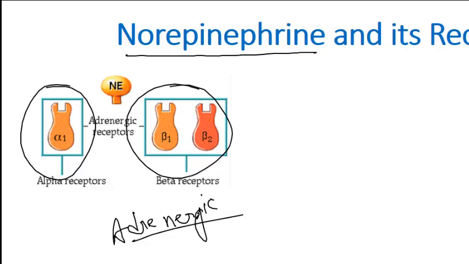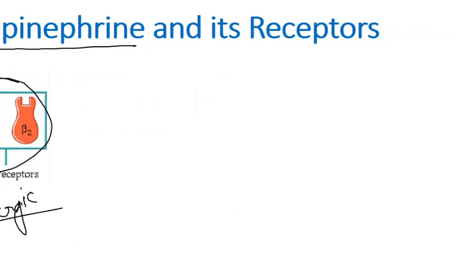Remember we talked about nicotinic, muscarinic, and this is adrenergic receptor. So all those nicotinic and muscarinic are part of cholinergic receptor, but this is a completely different type known as adrenergic receptor. Both alpha and beta adrenergic receptors are found in the central nervous system, and more importantly on the effector organs of the sympathetic nervous system.